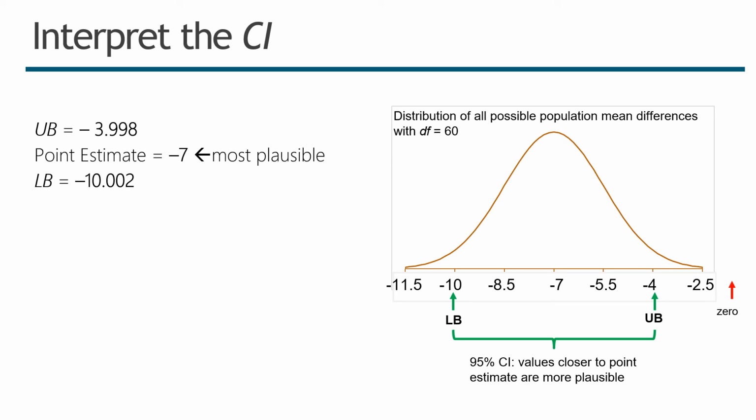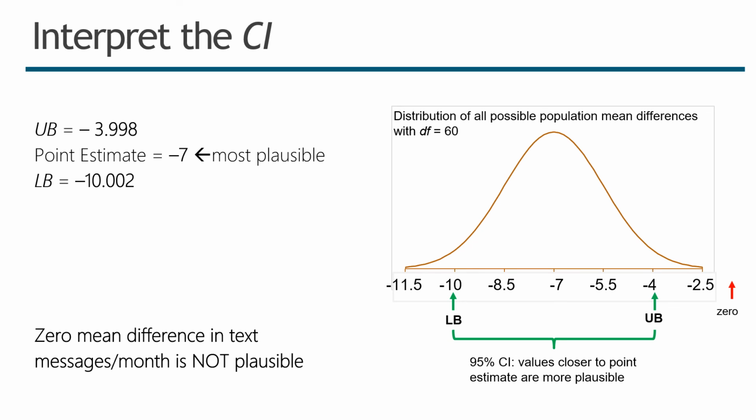So it's not to say that the mean difference couldn't be outside of the lower bounds and the upper bounds. It's just that it's not very likely. We're 95% confident that the actual mean difference in the population is between -10 and -4. The most likely mean difference is the point estimate of -7.